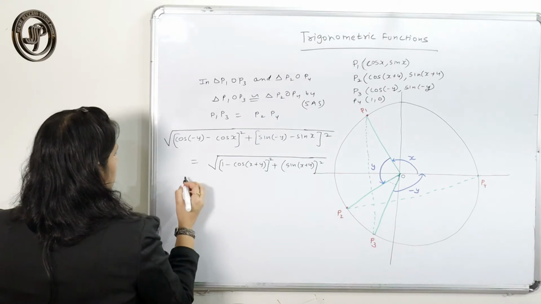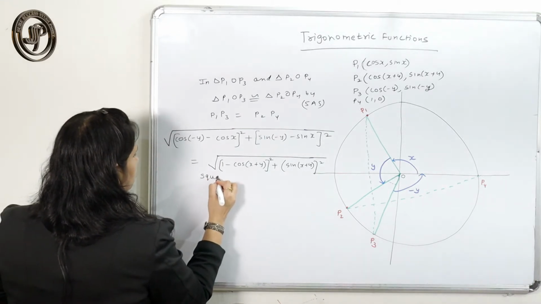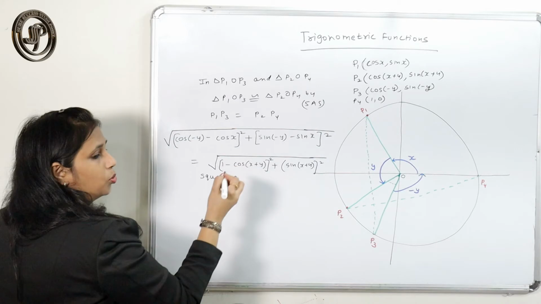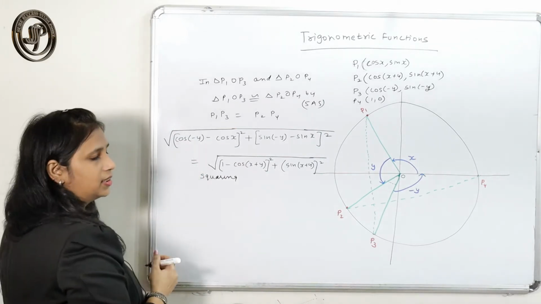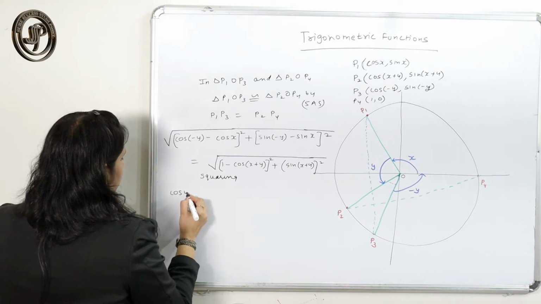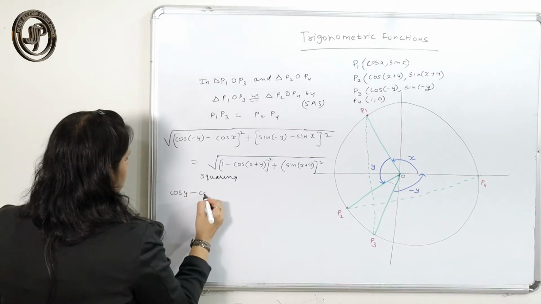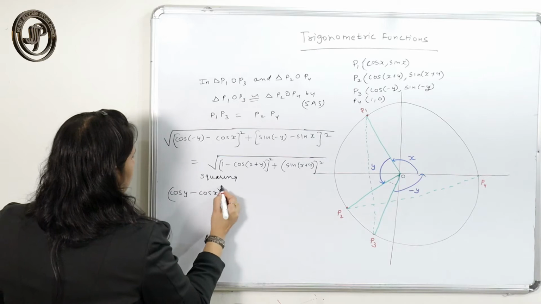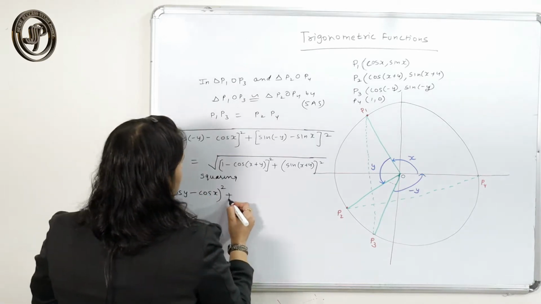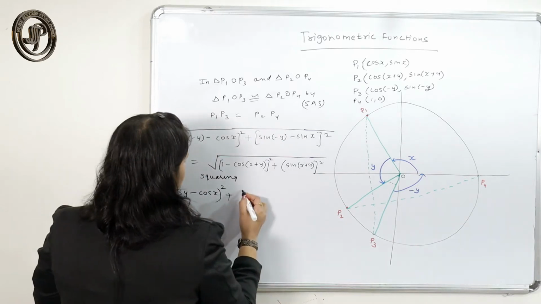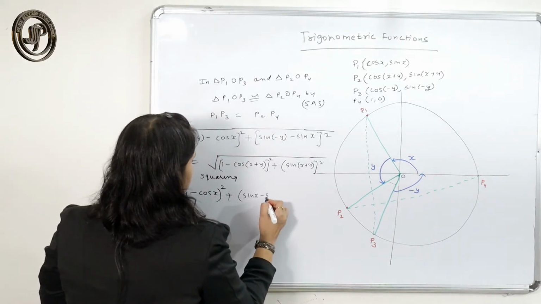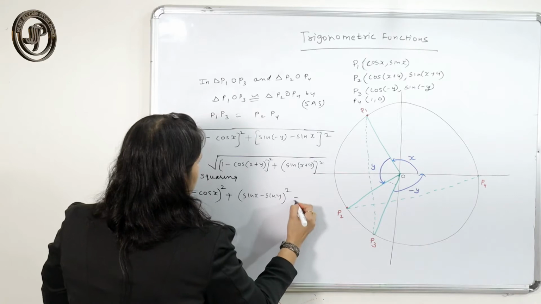Now if I square both sides, then the square roots will cancel out, and here I know cos(minus x) is cos x. So here I write (cos y minus cos x) the whole square plus, since sin(minus y) is minus sin y, I can write (sin x minus sin y) the whole square.